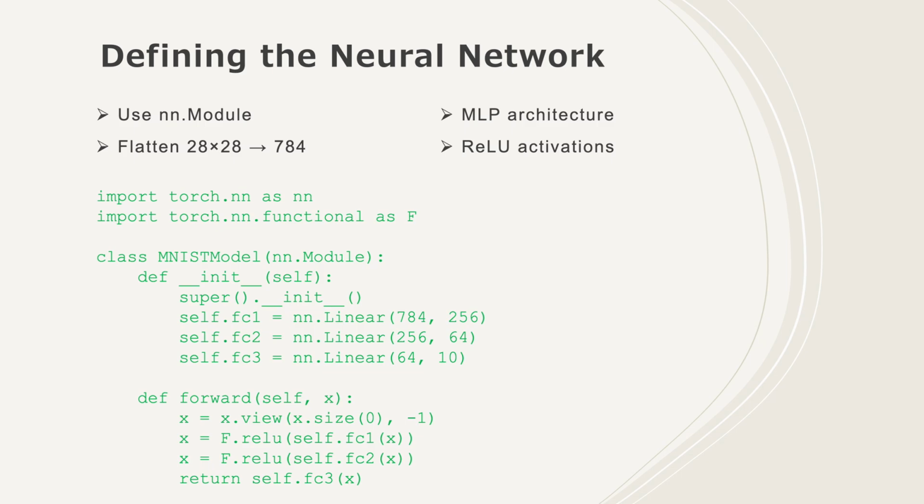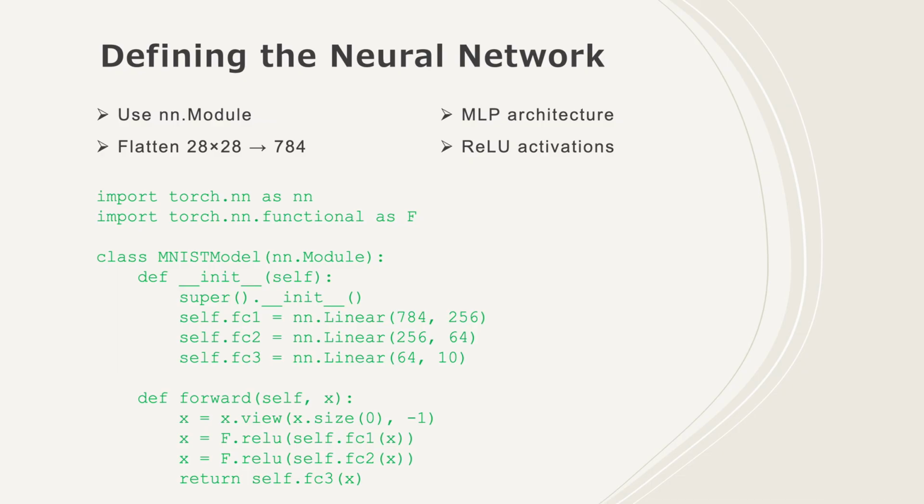In the code example, the class is called MNIST_Module. Inside the __init__ method, we define 3 linear layers. The first layer maps 784 inputs to 256 units. The second maps 256 to 64. And the final layer outputs 10 values, 1 for each digit class from 0 to 9.